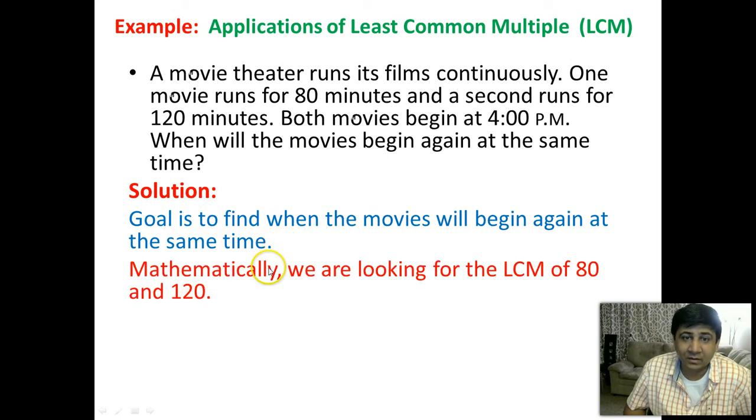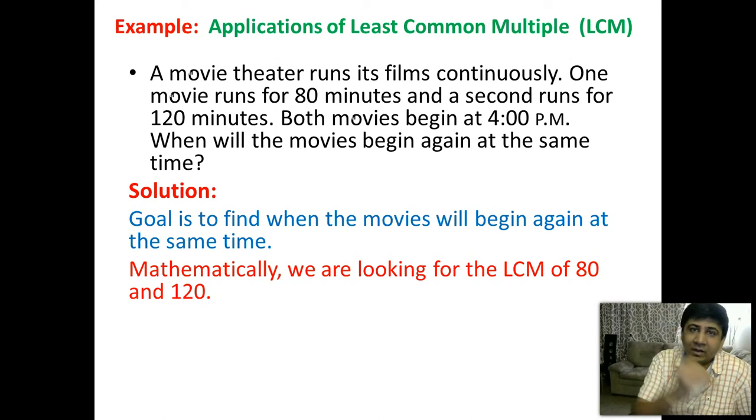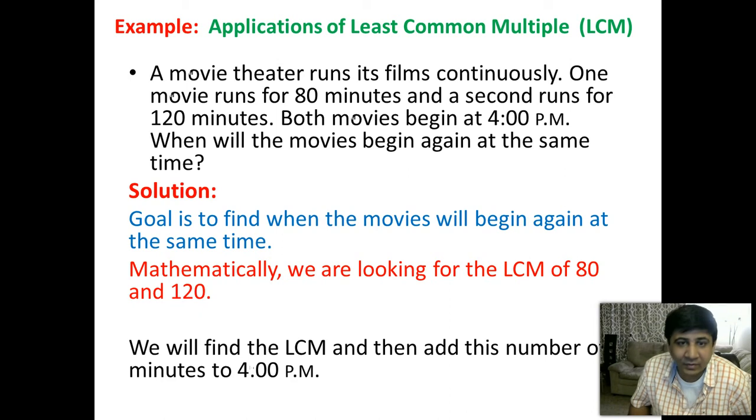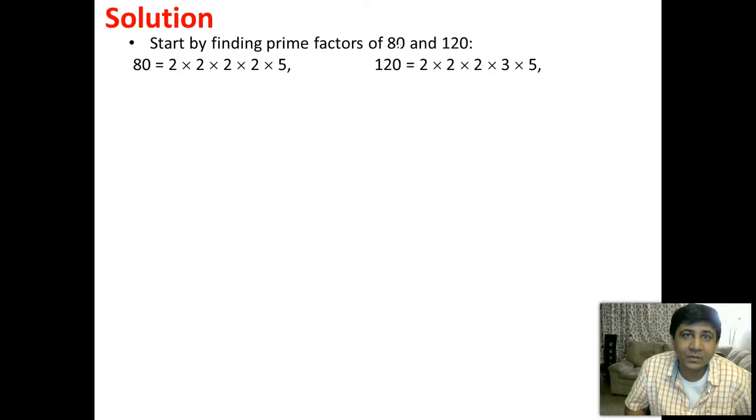In terms of mathematics, we're looking for the LCM of 80 and 120. The LCM will be a number of minutes, and after that many minutes our movies will start again. So let's start by finding the LCM. Start by finding the prime factors of 80 and of 120.